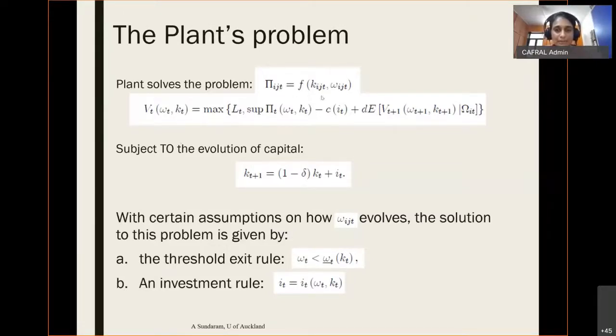So let's think about a plant that is maximizing profits, right? So the firm is maximizing profits V, which is just the maximum of the liquidation value, so this is if it doesn't produce anything, it just liquidates, and the profit minus cost, right? And C is a function of I_T, which is just investment in this particular model. So you have profits as a function of the capital stock and the productivity level of the firm. And you have an equation that tells you how capital evolves. So the capital stock in period T plus one is just the capital stock at the beginning of the period minus depreciation plus any new investments that the firm makes.